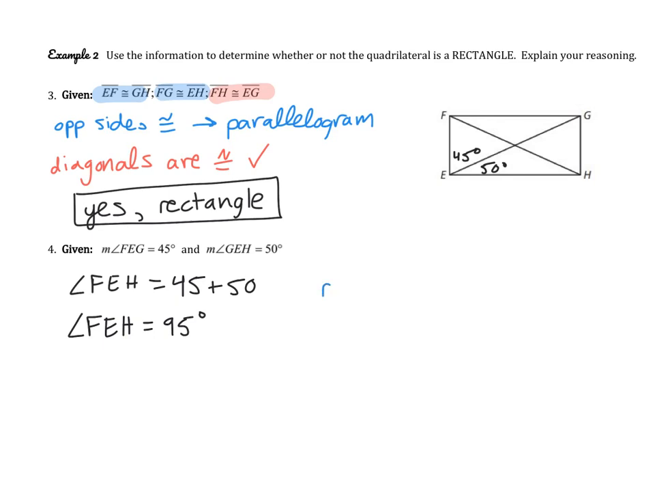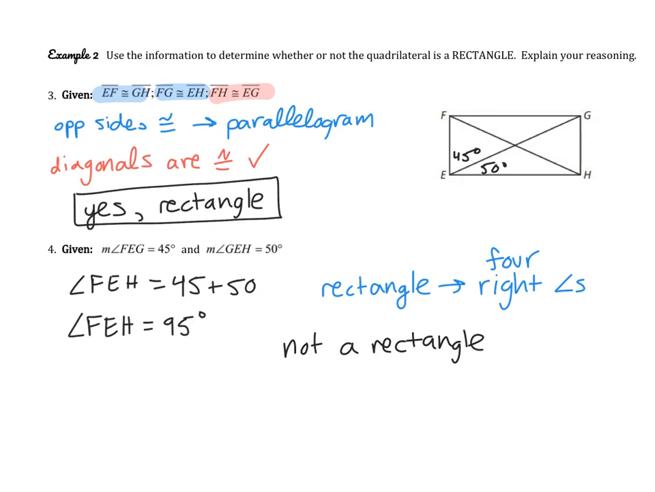So for a rectangle, we know that all of the angles must be right angles, and we need to have 4 of them. So since this is not a right angle, then we can conclude that this is not a rectangle. So if this were the information that we're given, we would say that this is not a rectangle because, again, angle FEH is not a right angle.